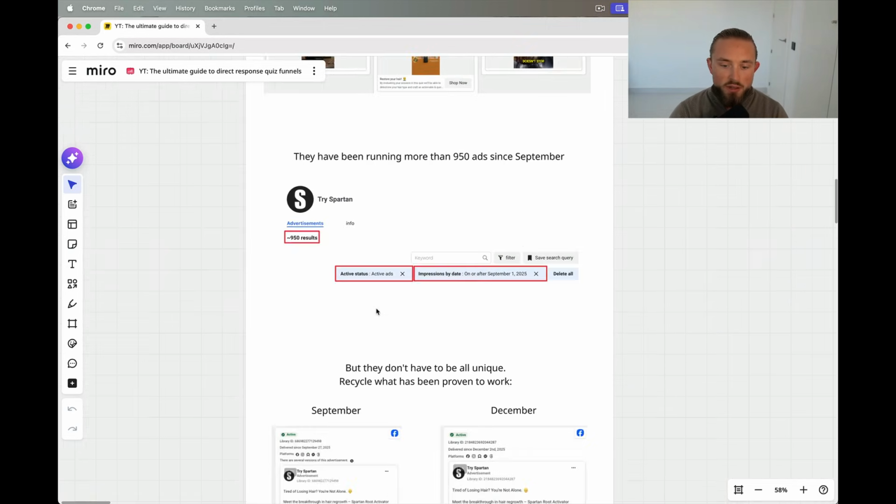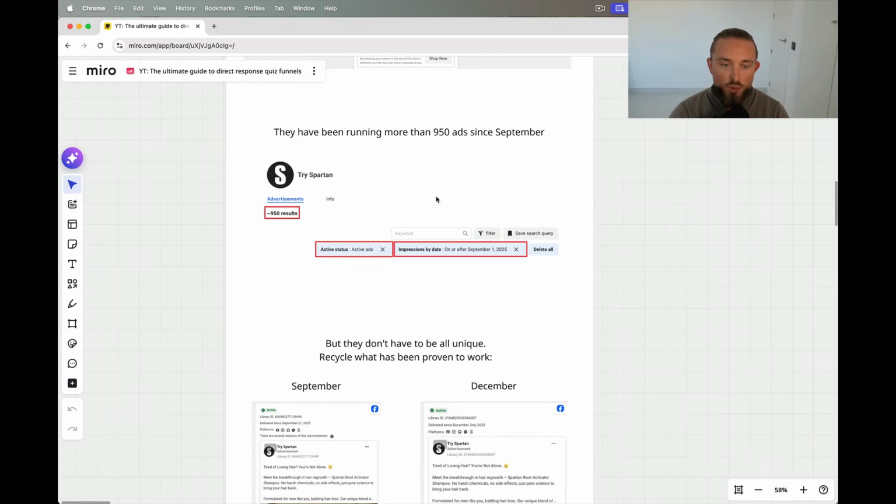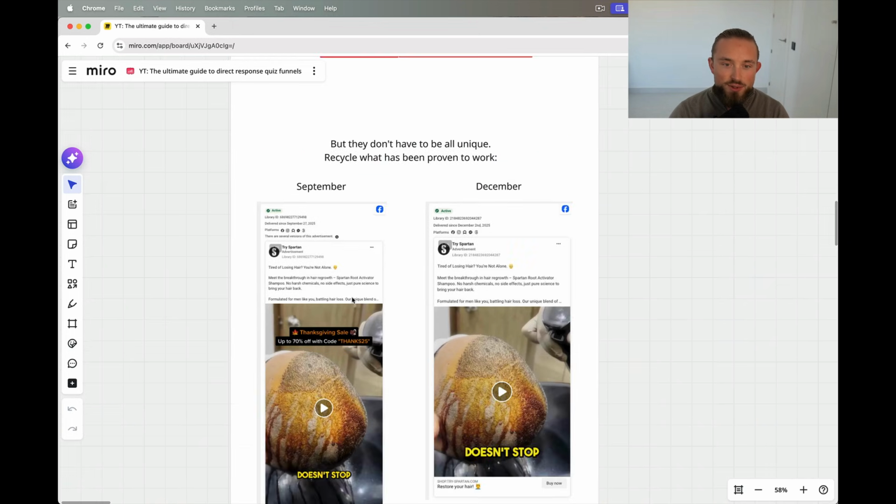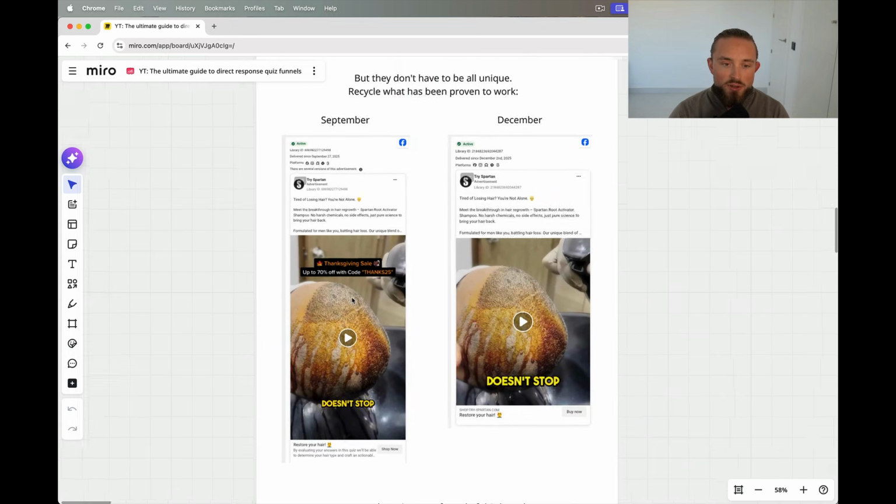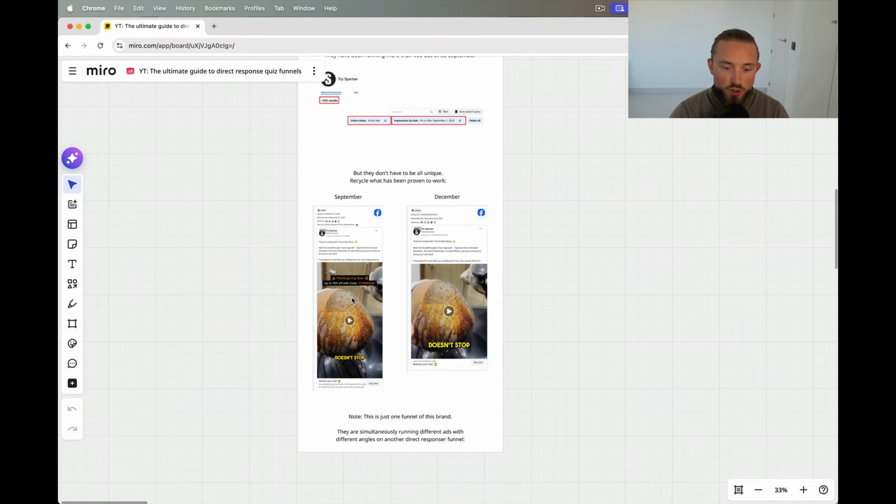So I would really recommend for you to check out the ad library, and they are just also crushing with the output, right? You can see that they always have around 1,000 ads live, which is crazy. So you can also just go through the ad library yourself.